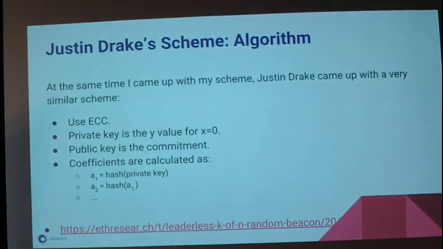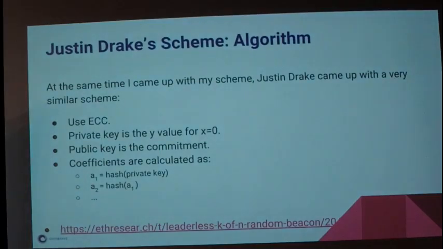So just as I was coming out with my scheme, Justin Drake, who's one of the names that you've probably seen on a few of the other Ethereum research posts, he came up with a very similar scheme, but in some ways better. So his scheme can only be used with ECC, and so your private key is actually the x equals 0 value, so it's actually the y-intercept. And the public key is the commitment to the private key.